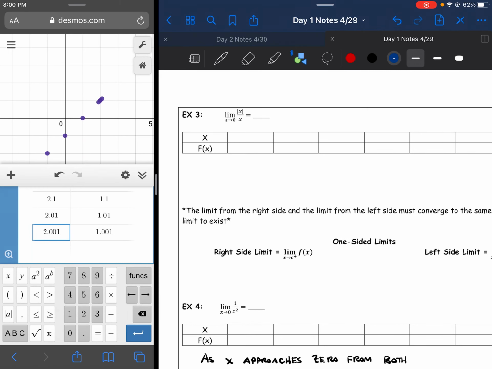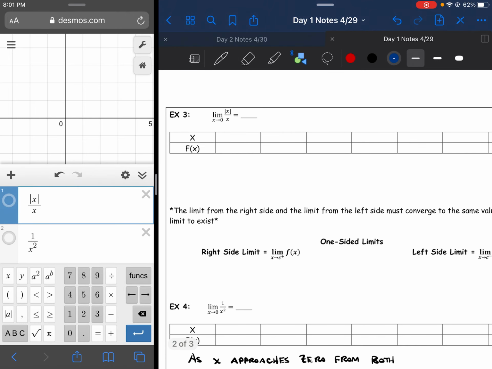Our next example, we want to look at the limit of the absolute value of x divided by x as x approaches 0. Notice this time in our table, we're not given any function values or any x values, any inputs. So we're going to go ahead and create them. First though, let's get rid of that table. So we're dealing with the absolute value of x over x. And we know that the input value that we're interested in is 0. So I'm going to put that in the middle of my table.